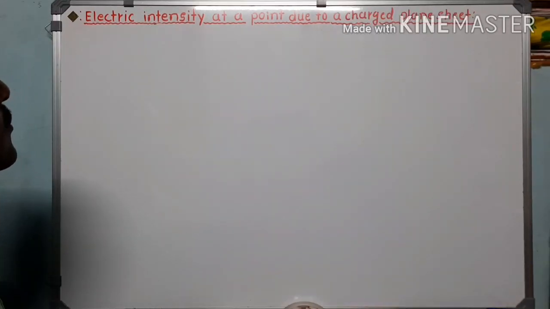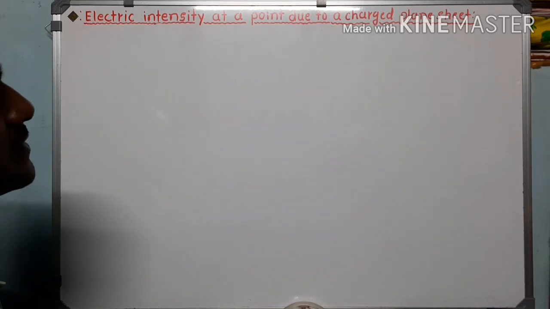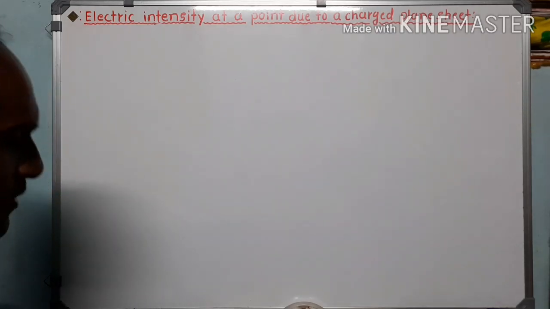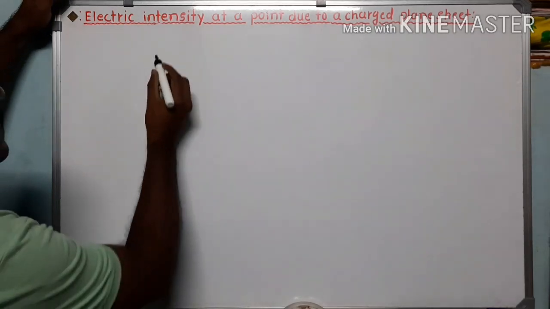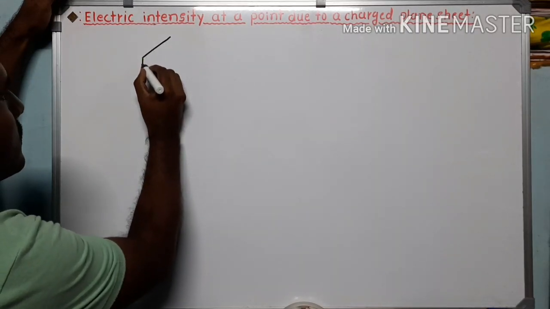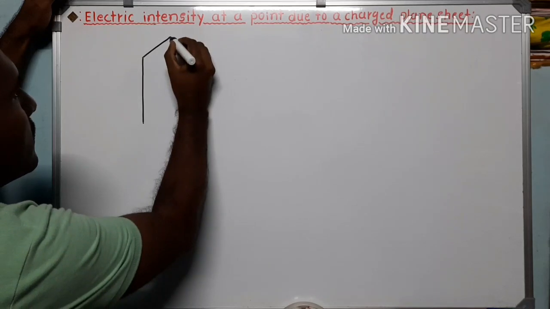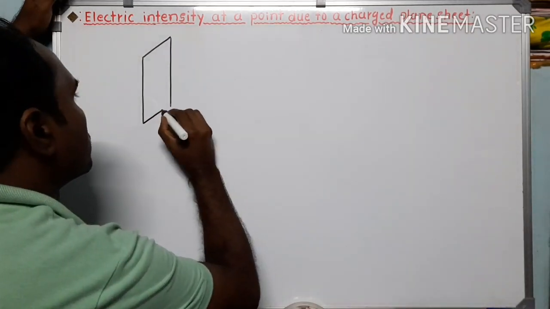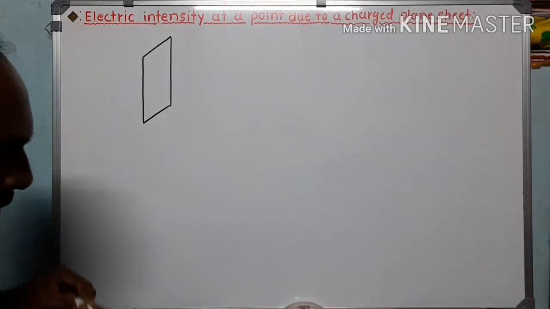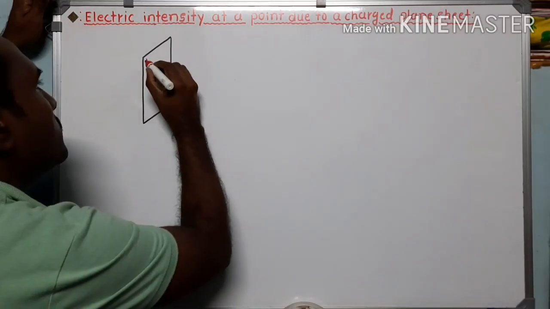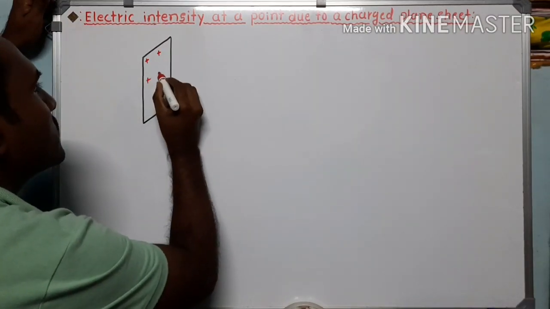Okay friends, now one more derivation I am going to derive, that is electric intensity at a point due to a charged plane sheet by using Gauss theorem. Now let us consider a plane sheet here. This is a plane sheet. Getting the idea? Now this plane sheet is having positive charge on its surface.